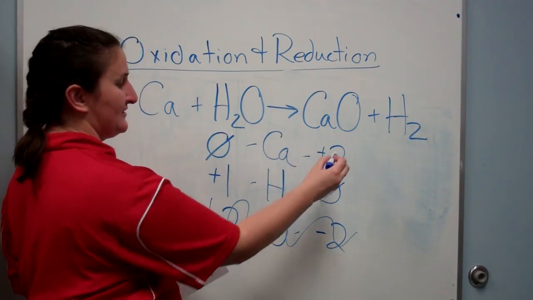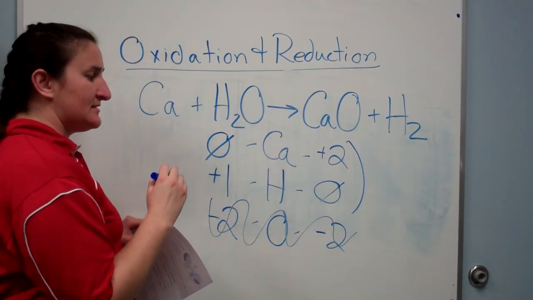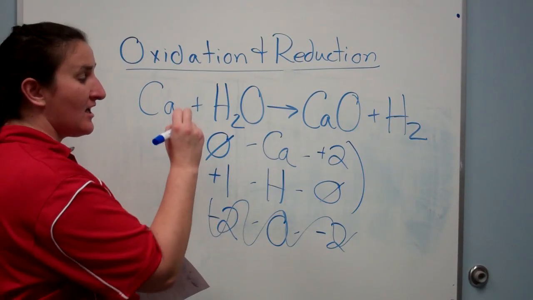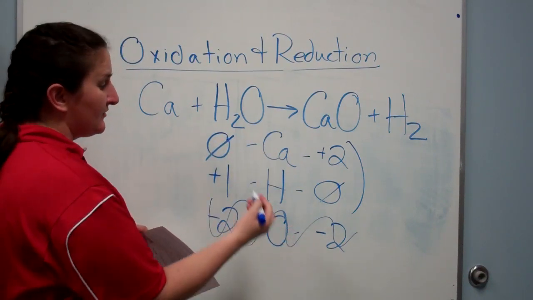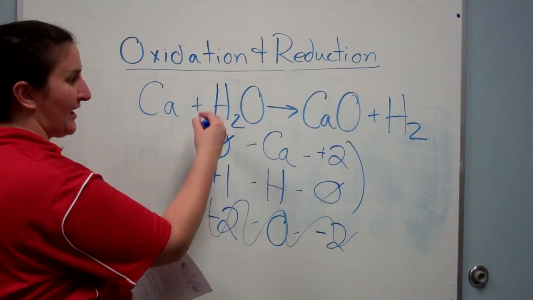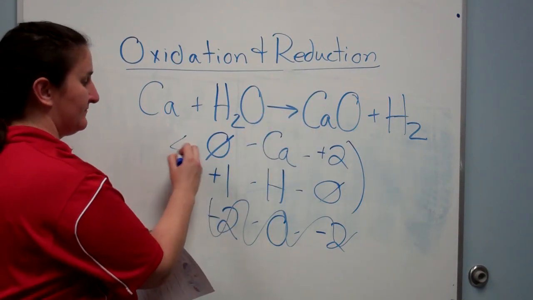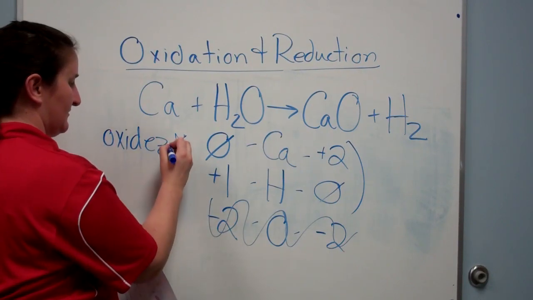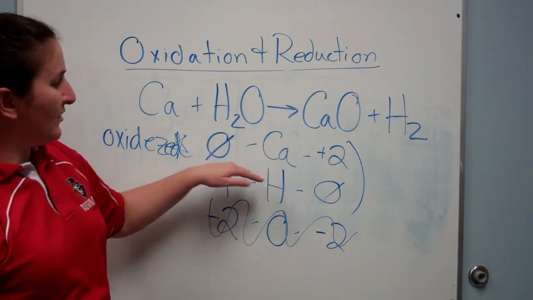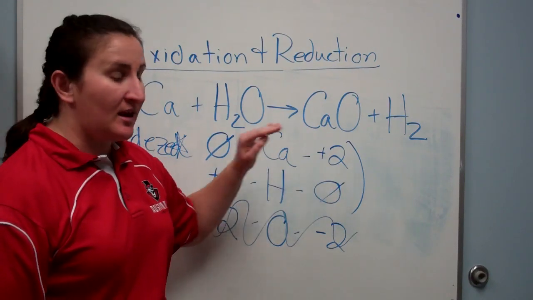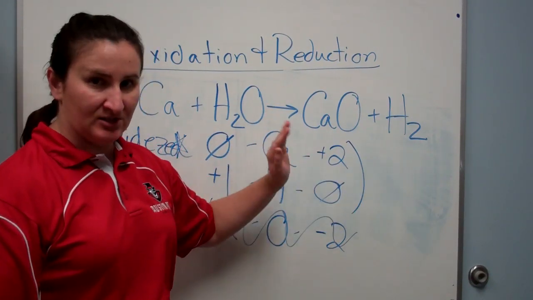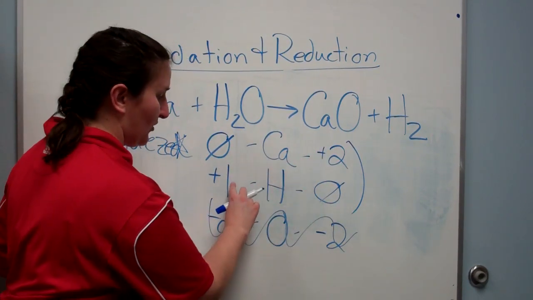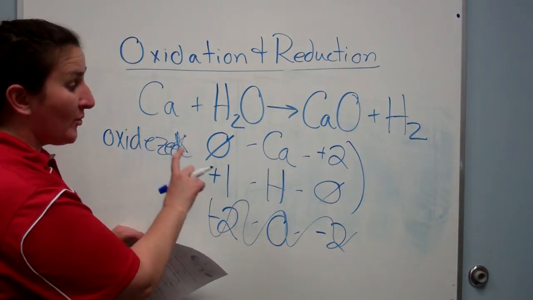So now we've got these two to consider. The first one we asked for is oxidized. Oxidized means an increase in oxidation number. So which of these two increased its number from the reactants to the products? Calcium. So this is my oxidized species. Calcium went from 0 to +2, so it increased its oxidation state, which is the definition of it being oxidized. Hydrogen was reduced in oxidation state, so it went from +1 to 0.